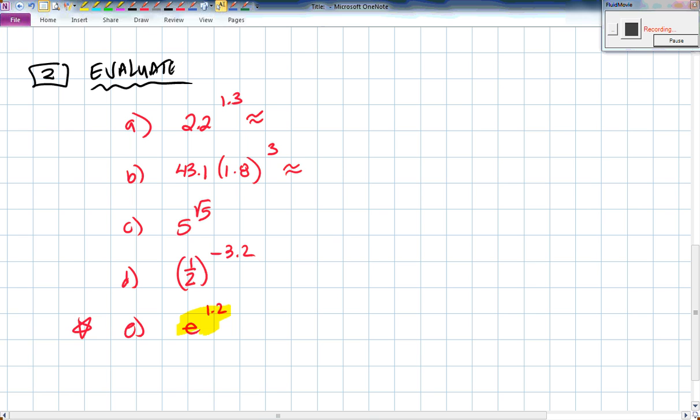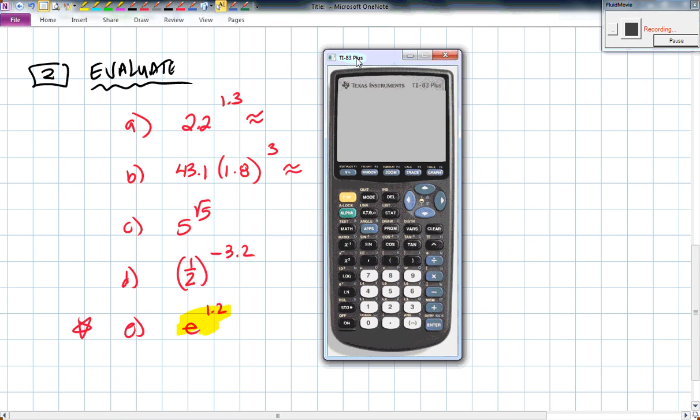Let me show you how to evaluate exponentials on your calculator. So 2.2 to the 1.3, we're going to go 2.2, and then caret, 1.3.